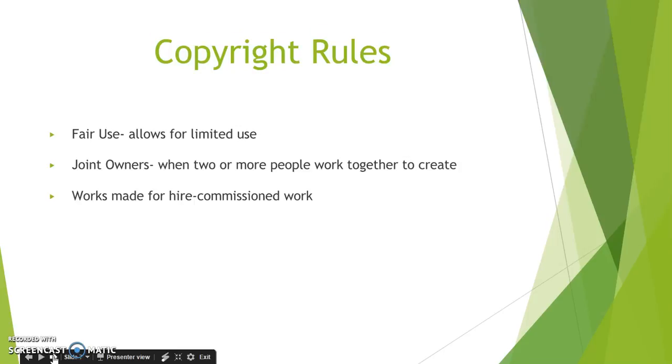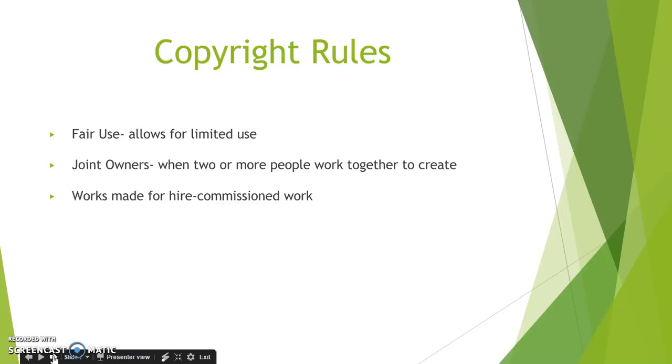There are a few exceptions to copyright rules. These exceptions include fair use, joint owners, and works made for hire, or commissioned work. So let's talk a little bit about this. Fair use allows for limited copying of copyrighted works for educational and research purposes. Under fair use, reproduction for purposes such as criticism, news reporting, teaching, including multiple copies for classroom use, scholarship, or research, is not an infringement of copyrights.